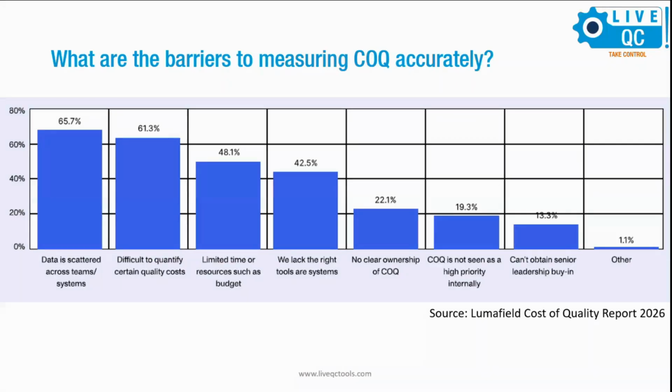What are the barriers to measuring cost of quality accurately? Data is scattered, living in silos across teams and in disparate systems. An ERP, maybe an MES, maybe spreadsheets, maybe PowerPoint presentations to your management. In different areas, it is lying. The next one is that it is difficult to quantify certain costs. Why? Unless we attempt it, we would not know.